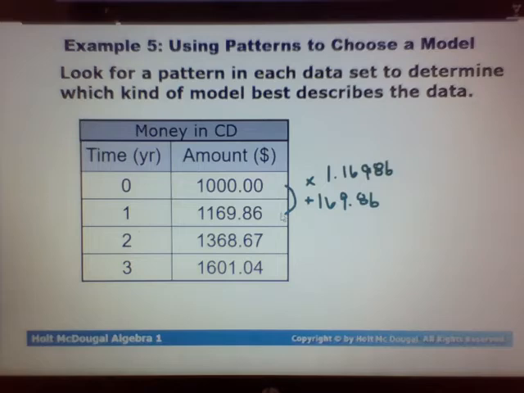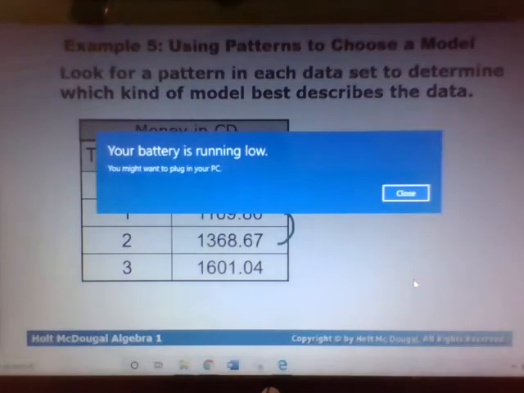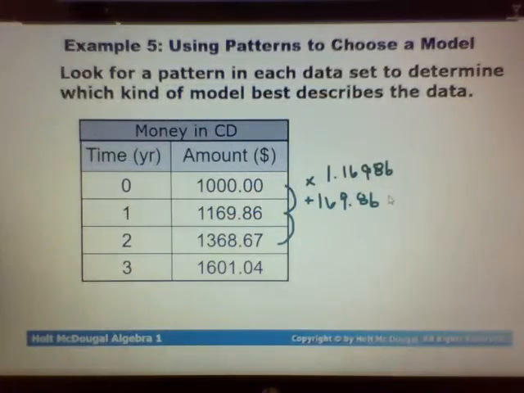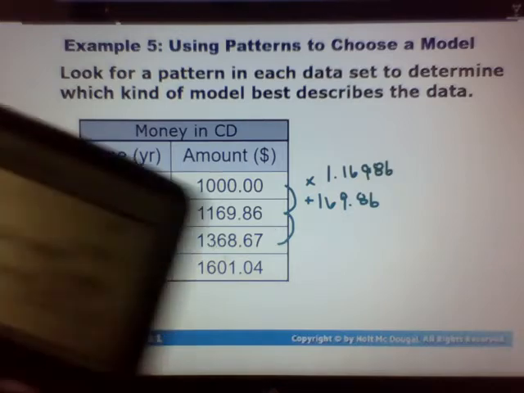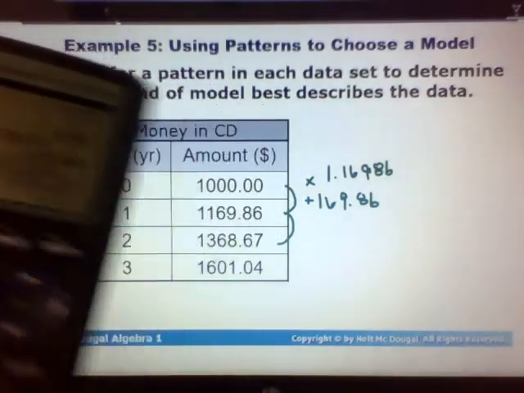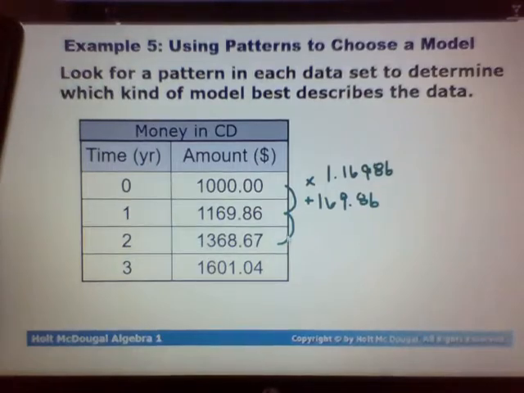All right, so then we just need to check what's happening from one to the next. So am I going to take 1,169.86 and add 169.86? Oops. Apparently I'm running low on battery. And it turns out that I would hopefully end up with 1,339.72, which is not the next number. So it turns out adding is not what we're doing. Instead, we're going to multiply by this kind of terrible digit.